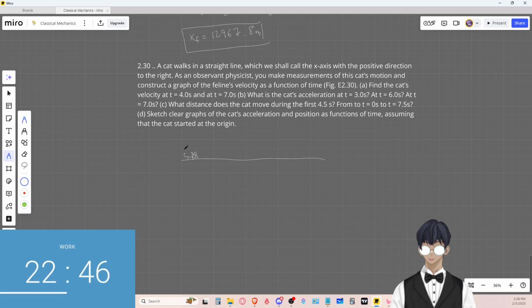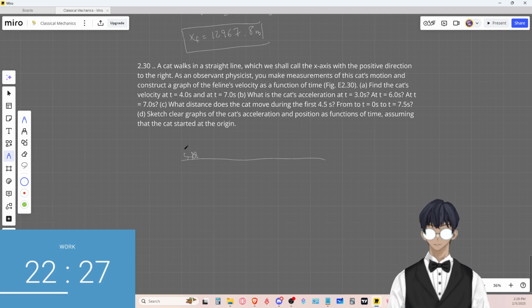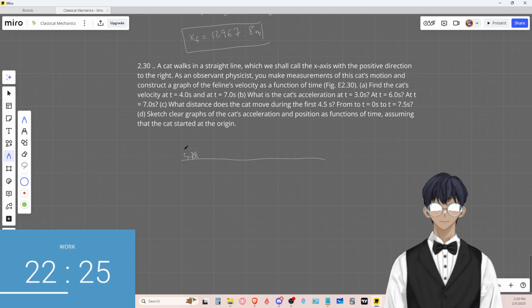the cat walks in a straight line in the positive x direction, so we don't have to worry about changing negatives around. As an observant physicist, you make measurements of the cat's motion and construct a graph of the feline's velocity as a function of time. So they already have the graph there.